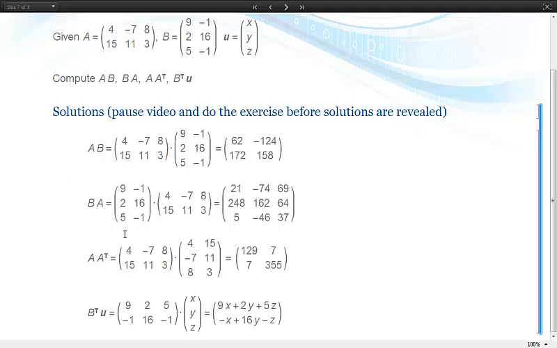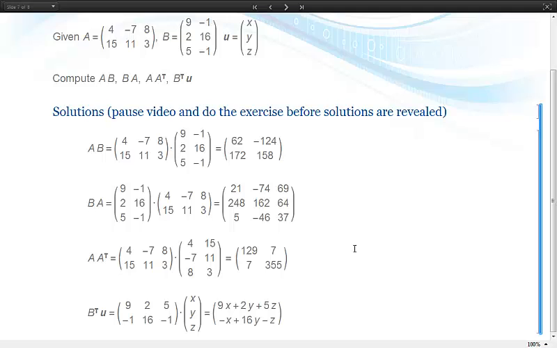BA, on the other hand, is a 3 by 2 matrix multiplied by a 2 by 3 matrix. The answer is 3 by 3. The first answer would be formed with the dot product 9 times 4 minus 1 times 15, giving me 21. A transpose A, here's the matrix A, which is 2 by 3. A transpose is 3 by 2, so we get a 2 by 2 answer. And again, the first answer would be 4 times 4 minus 7 times minus 7 plus 8 times 8. And those are the answers here that you should check.